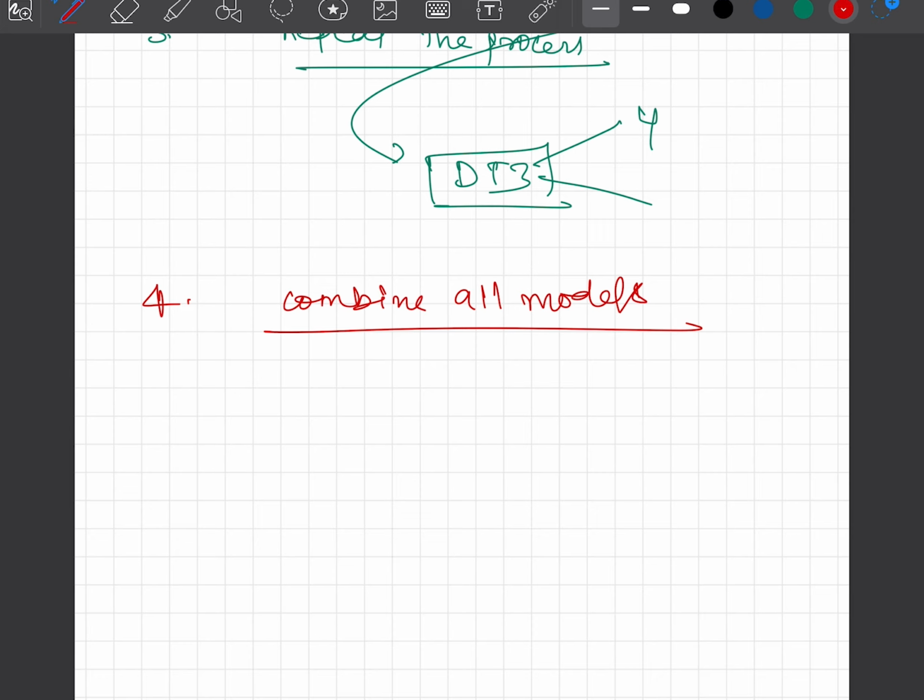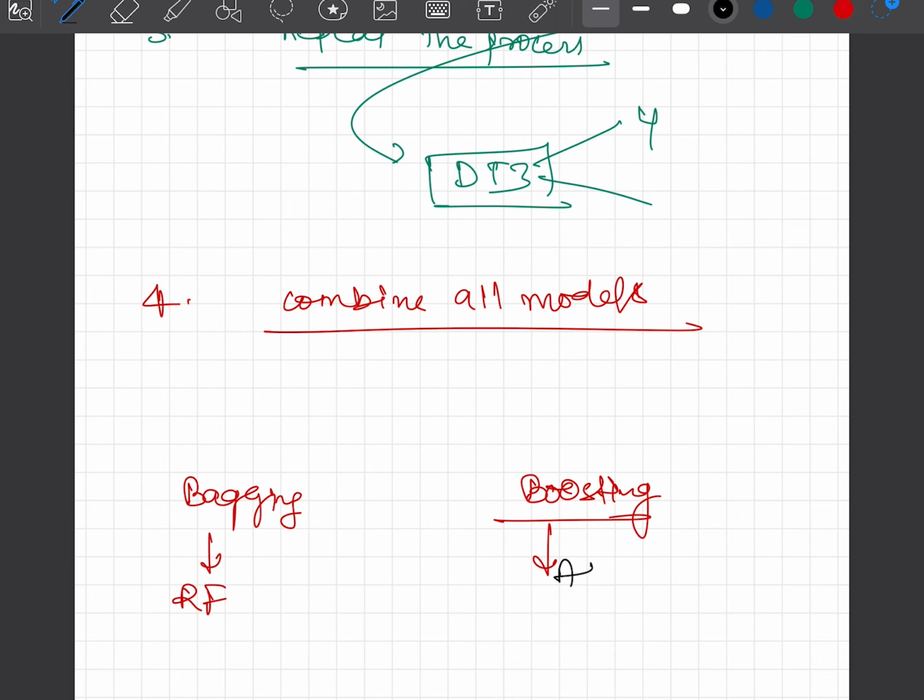So there are multiple models. In the case of bagging, random forest is one of its kinds, and in the case of boosting there are majorly multiple types of boosting techniques. It could be AdaBoost. In AdaBoost, we follow the same approach: we sequentially keep training the models and keep updating the weights for the predictions that were wrongly made. In AdaBoost, we give more weight to the wrongly classified points.